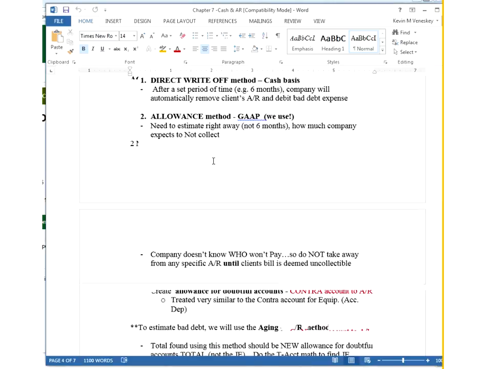Now, whereas if we do it the GAAP method, it says we don't want to wait 6 months or a year or whatever it is we pick to actually write it off of our books. I want to be able to estimate right now how much I think will come in. Even though I don't know exactly who isn't going to pay me, I can get a pretty good estimate based on prior records.